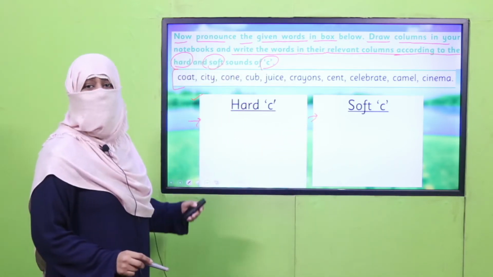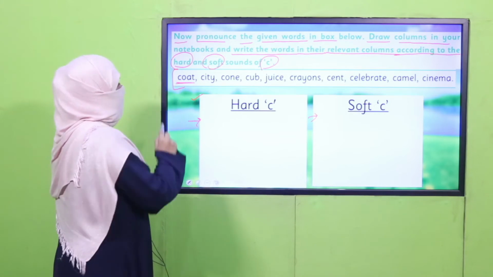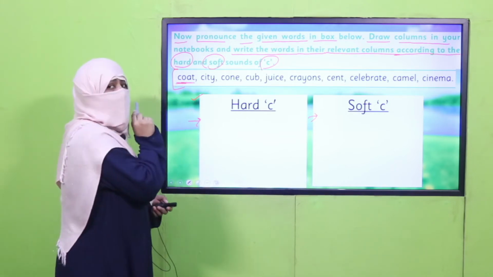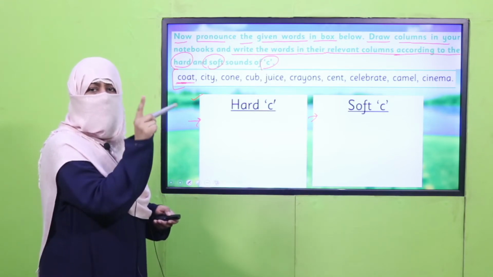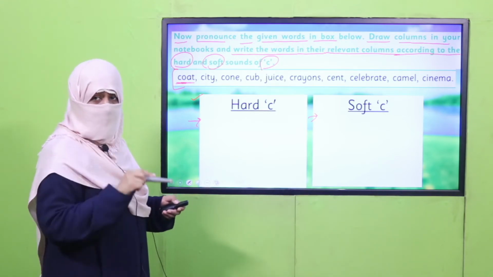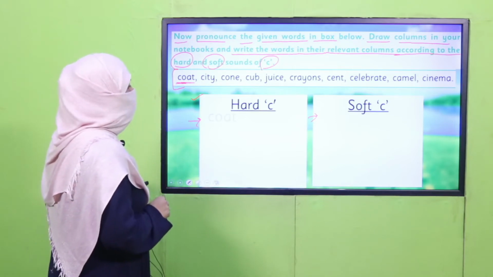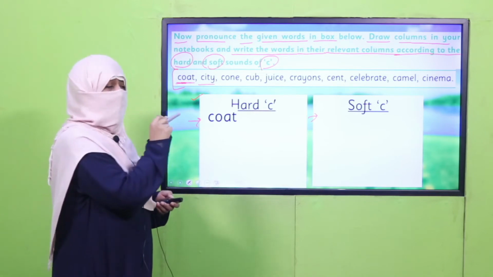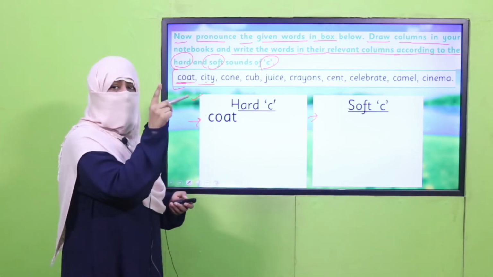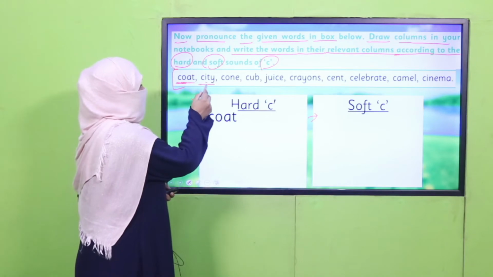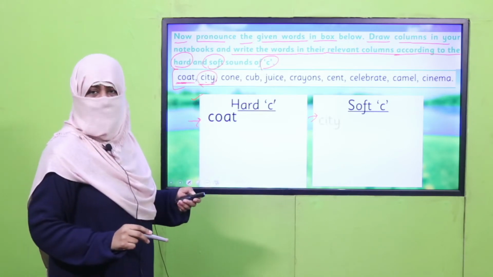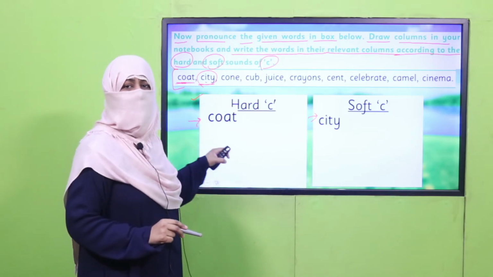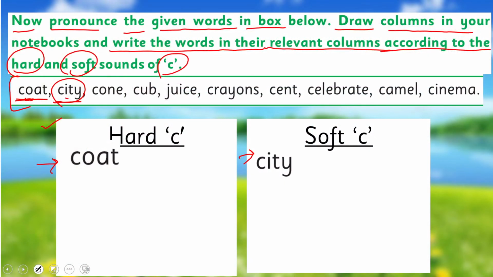So let's say and write it. The first word is, now look, the next letter is O, and O is not one of the E, I, Y. That's why it is hard C and it is coat. All right. And again, the next letter after C is I, one of E, I, Y. That's why it will say it's a soft sound and it is city, right? Now pause the video and write all the words in the relevant columns. So do this practice.